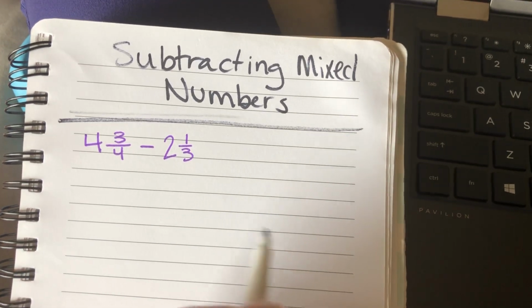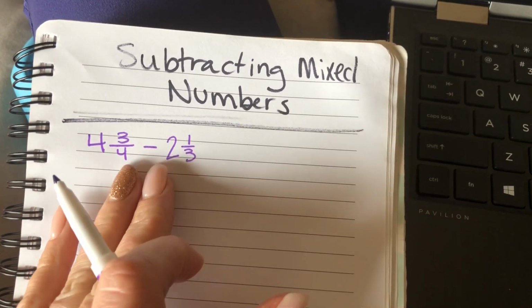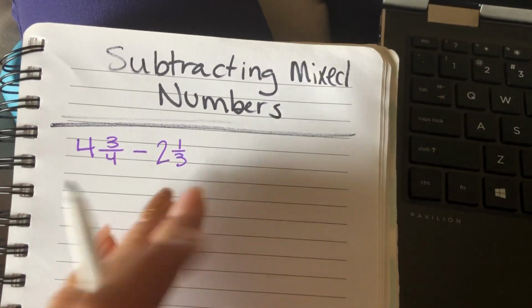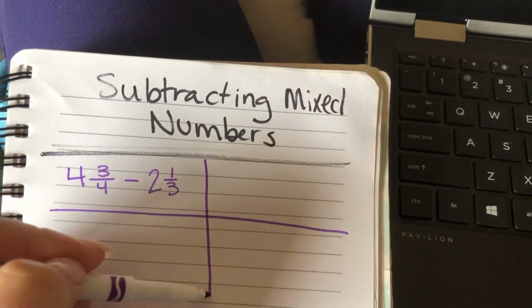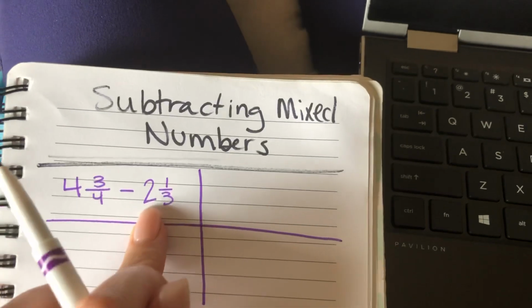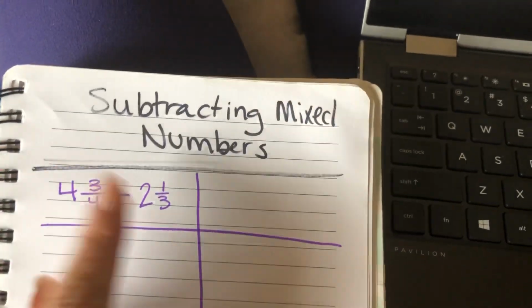So we've added mixed numbers. Now we're also going to subtract mixed numbers. So subtracting mixed numbers, same process. We're going to use our four-corner model. Okay. We do not have a common denominator. If we did, it would be so much easier, but we don't.